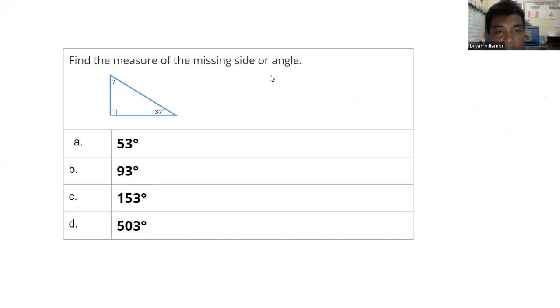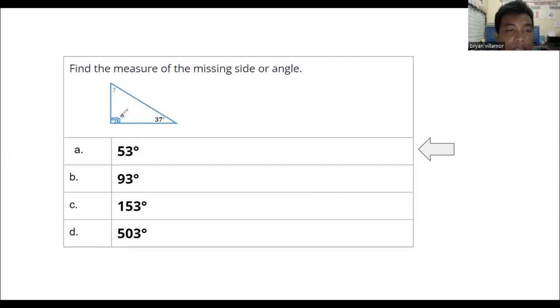Find the measure of the missing side or angle. The missing angle is 53. This one has a right angle, which is 90. When you add the two, that is 127. Always remember the interior angles are 180, so we subtract from 180. 10 minus 7 is 3, and then 5, so 53.